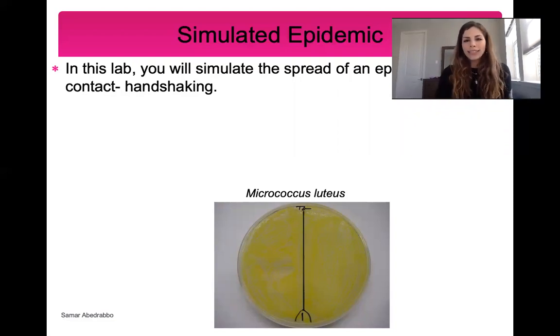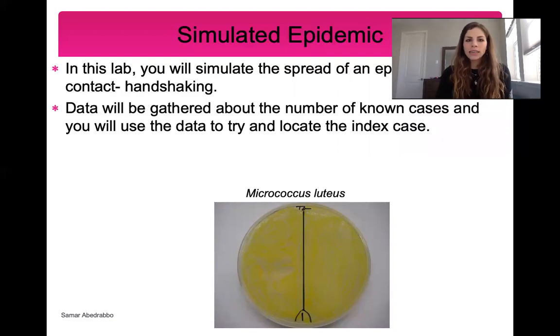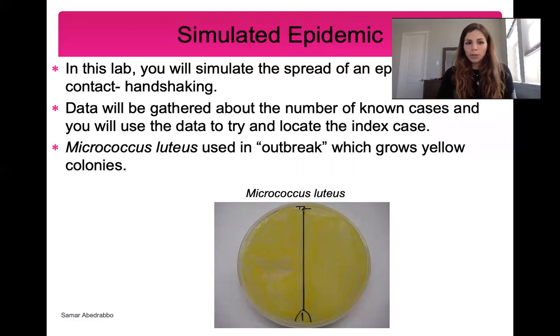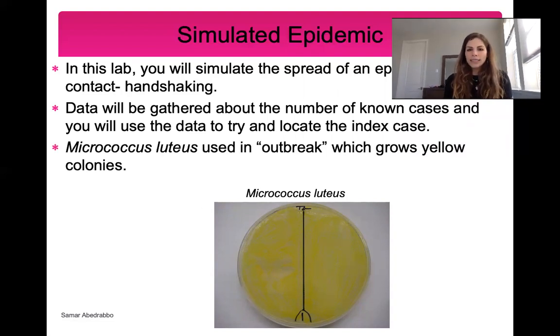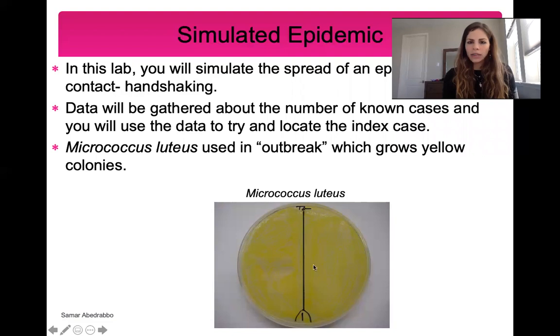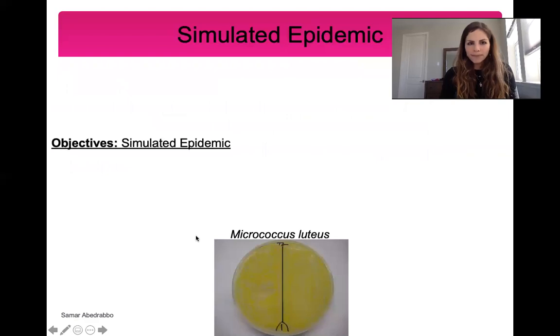And so we were trying to see how fast a disease can quickly spread, and we were going to gather all the data and determine who was the first person infected. The organism we were using in the outbreak, so our like coronavirus, was Micrococcus luteus, which is a bacterium. And the reason we were using this bacteria is because it grows distinct yellow colonies on agar plates. This is what Micrococcus luteus looks like. So we can determine what happened with the outbreak.